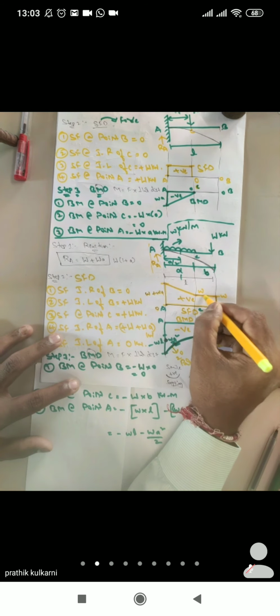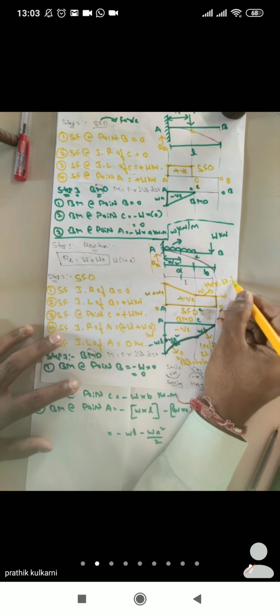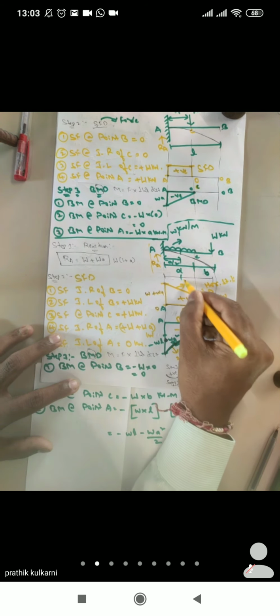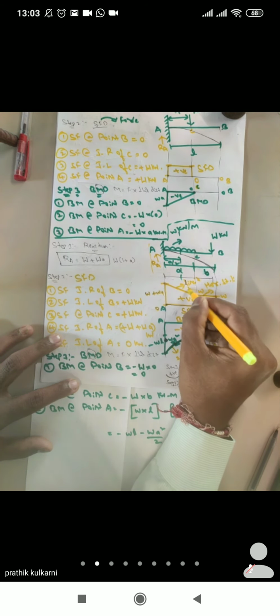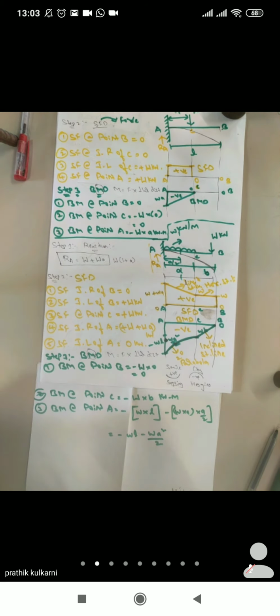Here also you can write horizontal straight line. Horizontal straight line. This is an inclined straight line. Did you understand the complete problem now? This is the complete problem we have for your SFD and BMD.